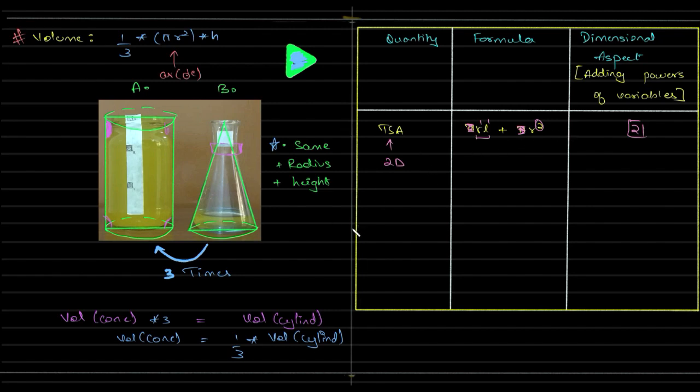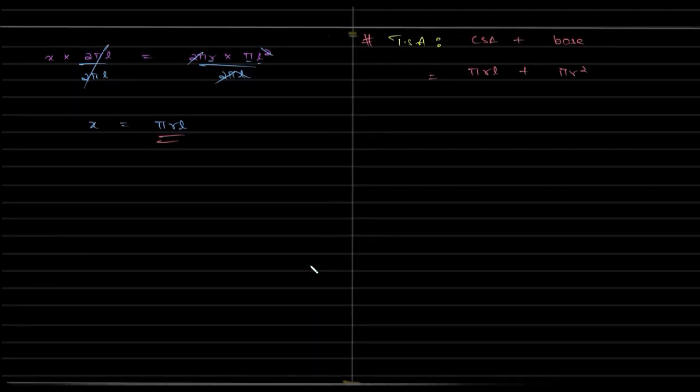This makes sense. Next is the volume, which is 1/3 into pi r square h. So ignoring the constants, the powers of the variables add up to 3. We know that volume is of 3 dimensions, and this formula makes sense. Okay, I hope all of this made sense.